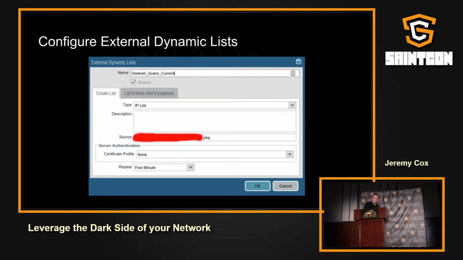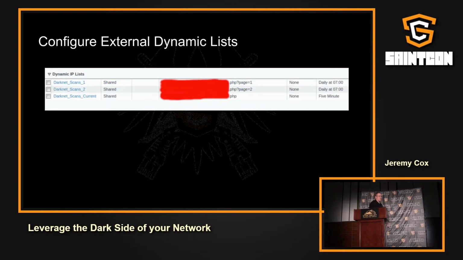So essentially what you do is you go in here, you create an external dynamic list, you set the type as an IP list, and then you put in your source, which is just the URL, where to find that page. So you're just going to put HTTPS, and the name of the server, and that PHP script that you're pulling. Yes, in fact, that's exactly what you do.